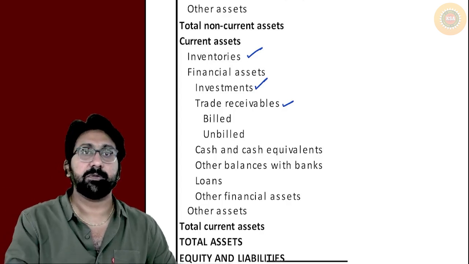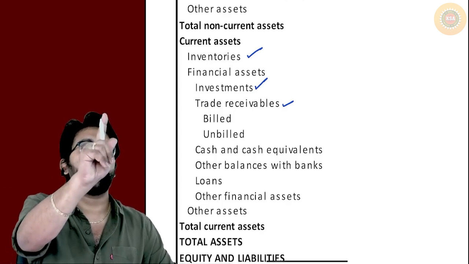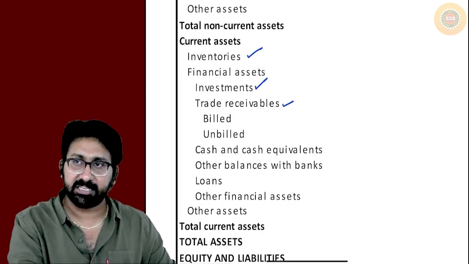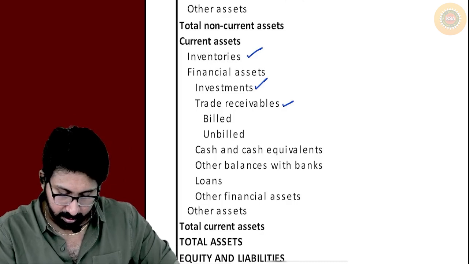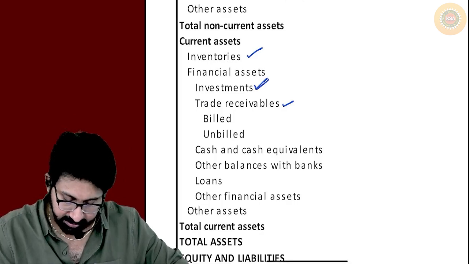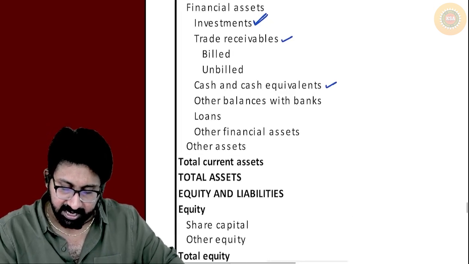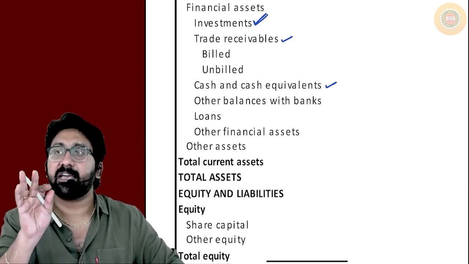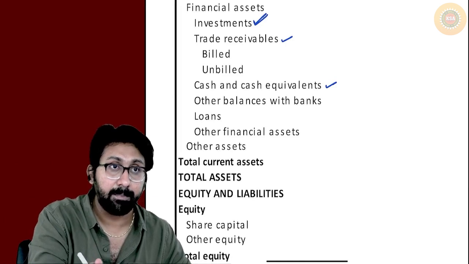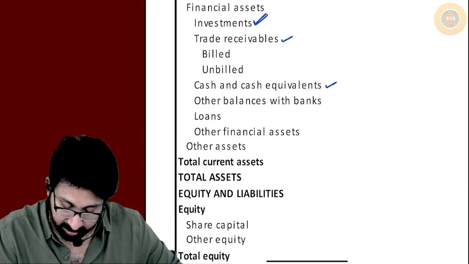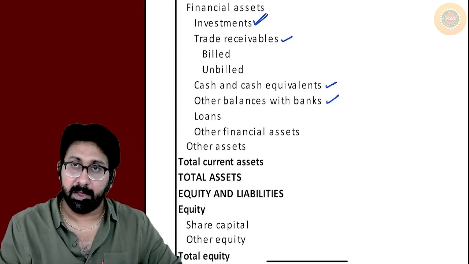Current investments means investment held for not more than 1 year. Buy this year, sell this year, generally. These are called current investments. Cash and cash equivalents. Cash is a current asset or not a current asset? Next, after that, other balances with the banks.